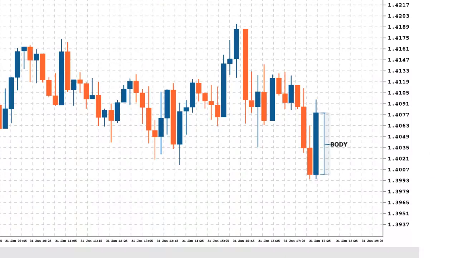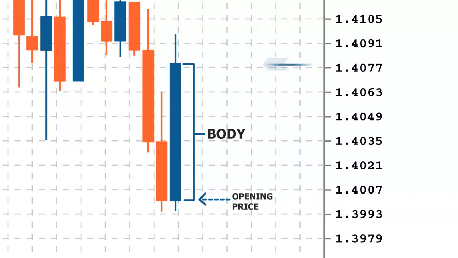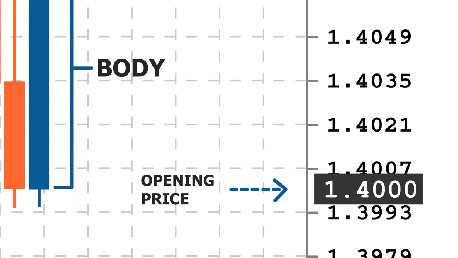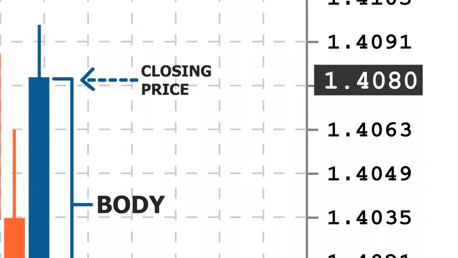The candlestick has a body that shows us the opening price and the closing price for that period. This candlestick was going up. At the beginning of this period, the price of the euro-US dollar was 1.4000, and at the end of the period it increased, resulting in a final price of 1.4080.